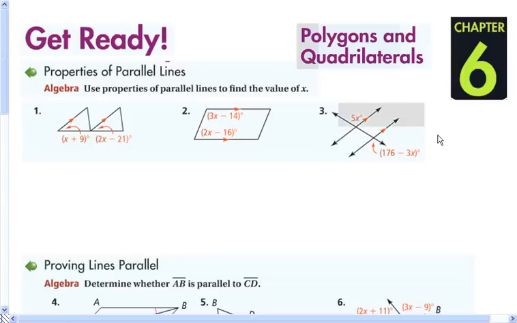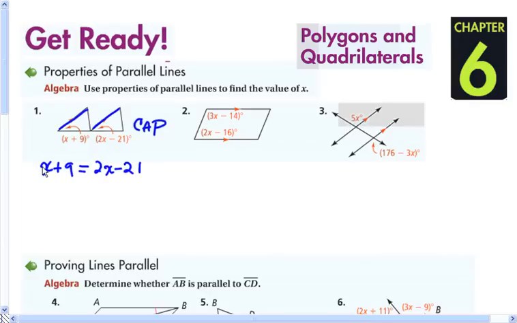We need to remember the properties of parallel lines. So in this first problem, you'll notice that x plus 9 and 2x minus 21, since these two lines are parallel, they are corresponding angles, so they are equal by the corresponding angles postulate. And then you can solve that.